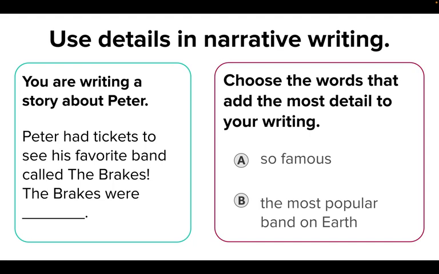Is it A, so famous, or B, the most popular band on earth? Which words add the most detail to the story? That's right. B, the most popular band on earth is the correct choice. Although both could describe the band, most popular band on earth is more descriptive.